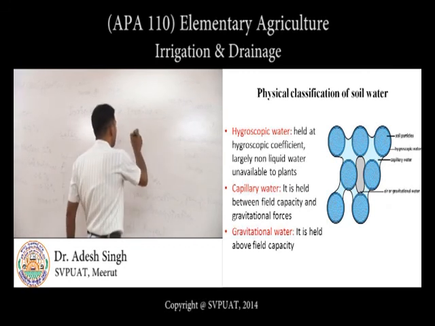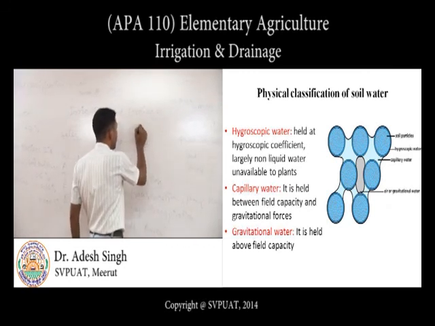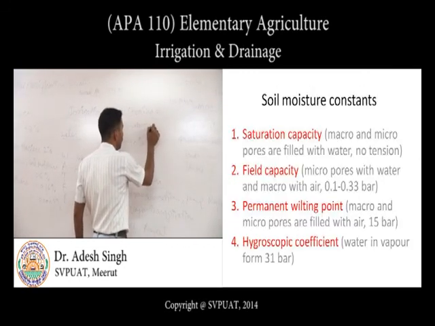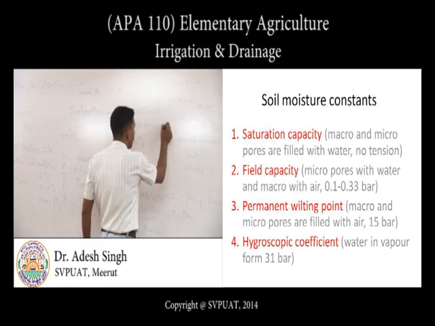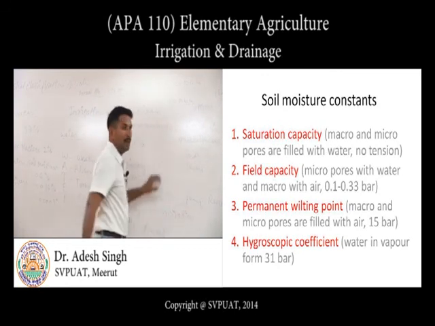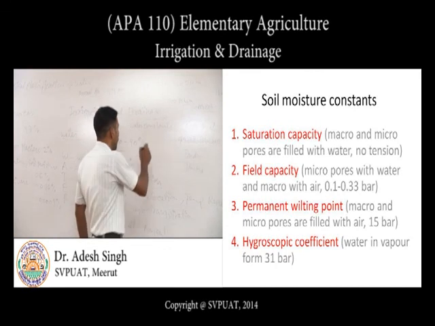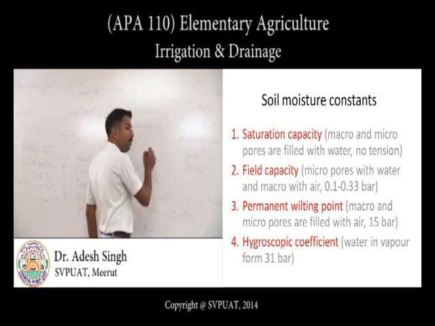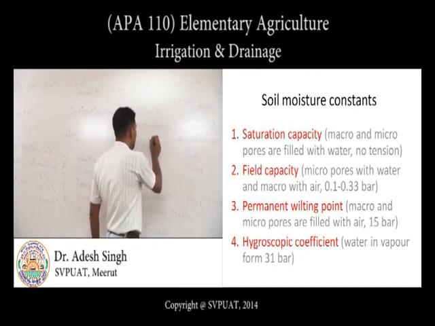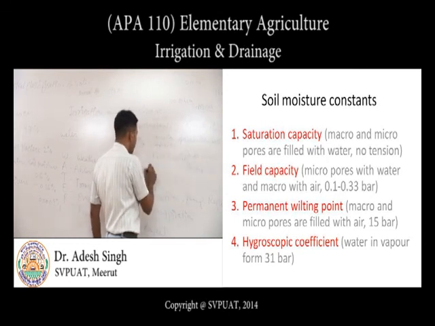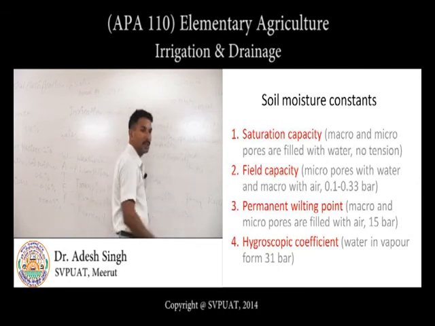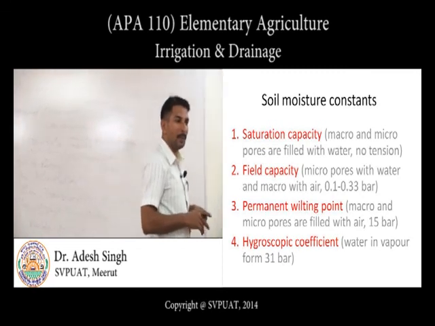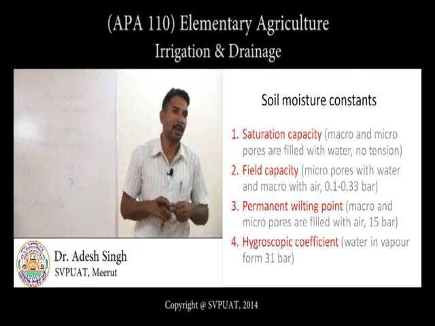through the water constants. Another head is the water constants, and there are 4 important water constants. One is the saturation capacity, another is the field capacity, third one is the permanent wilting point, and fourth one is the hygroscopic coefficient. Means there are 4 important constants of the water.